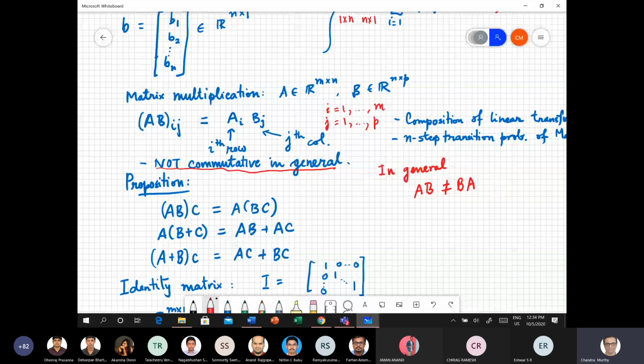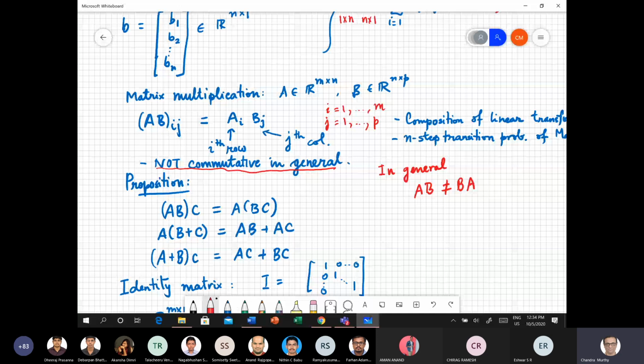Similarly, A times B plus C is the same as A times B plus A times C. And A plus B times C is the same as AC plus BC. Notice that again in all of these, we are preserving the order in which we are multiplying the matrices. So A times B plus C is not equal to BA plus CA, for instance.